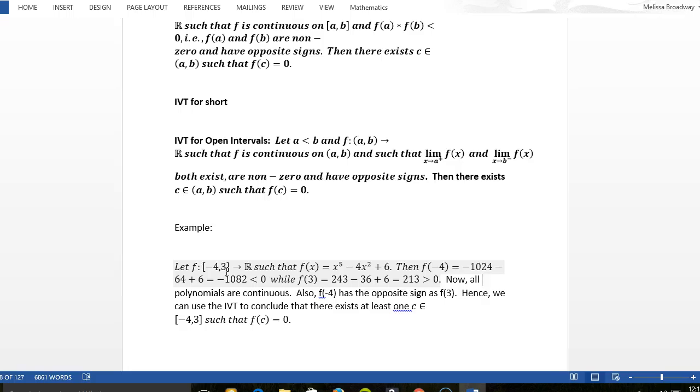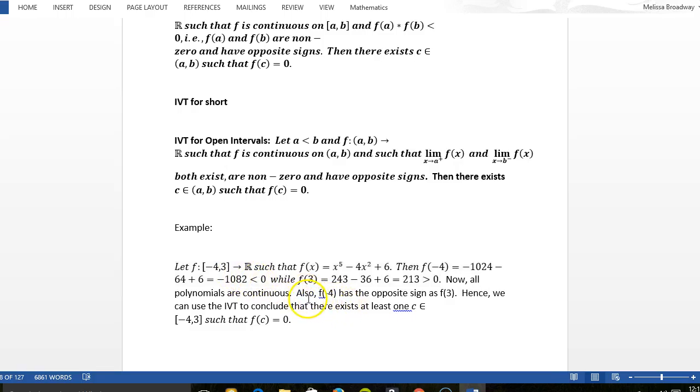We have to cross the x-axis, aka f(x), which is my y-coordinate, equals 0 for some x value between -4 and 3, on the open interval from -4 to 3. We know it's not the endpoints themselves. We've already checked. For some x in between -4 and 3, f(x) equals 0, aka y equals 0, aka we're on the x-axis.